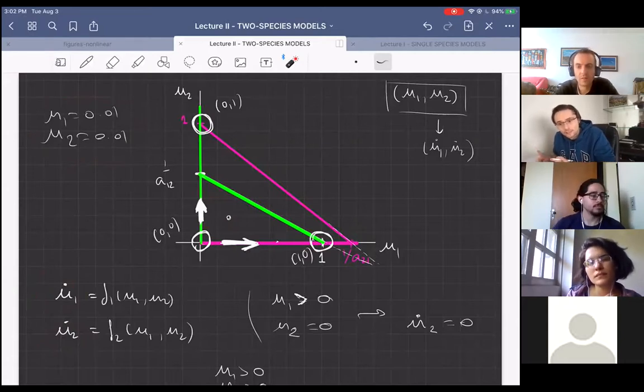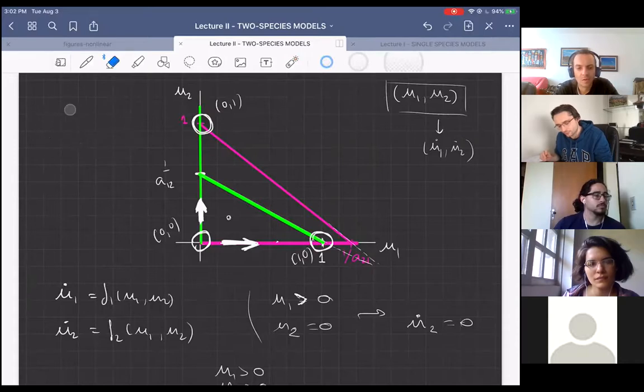But there is a trick to do this. I don't know if someone sees the trick. If someone does, please share it with us before I reveal the trick. No one? Okay, I will reveal it then.